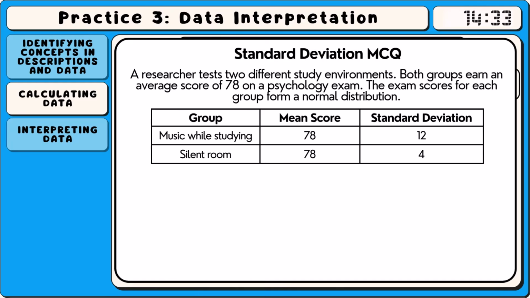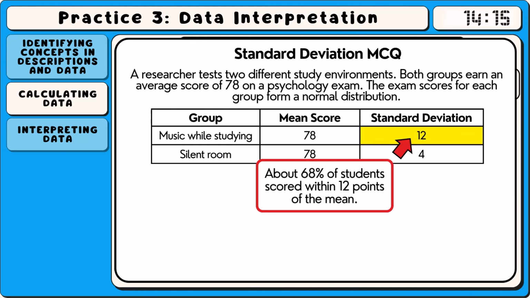Imagine you're presented with this question. It reads, a researcher tests two different study environments. Both groups earn an average score of 78 on a psychology exam. The exam scores for each group form a normal distribution. Then, you're presented with a table that shows that one standard deviation for the music group was 12 points. In other words, about 68% of students earned within 12 points of the mean, which was 78 points.